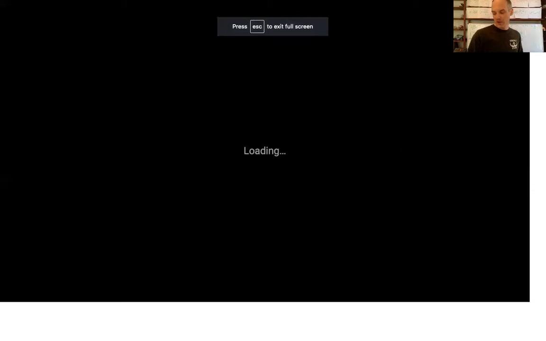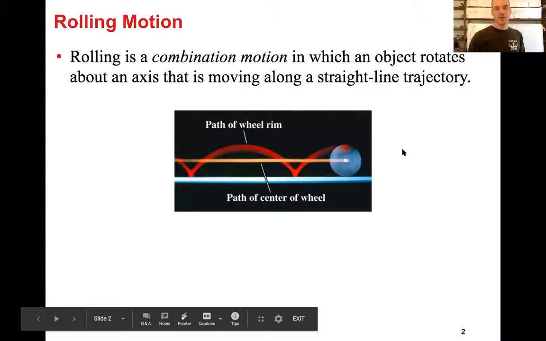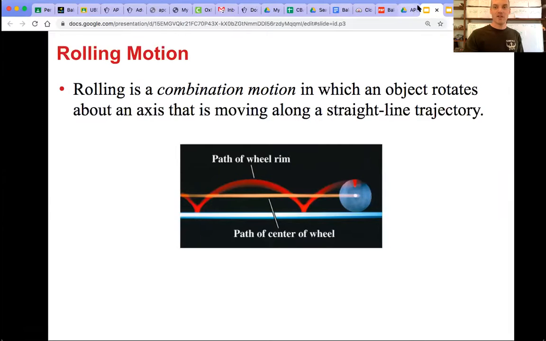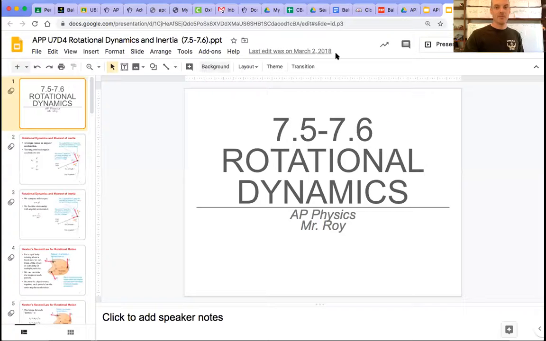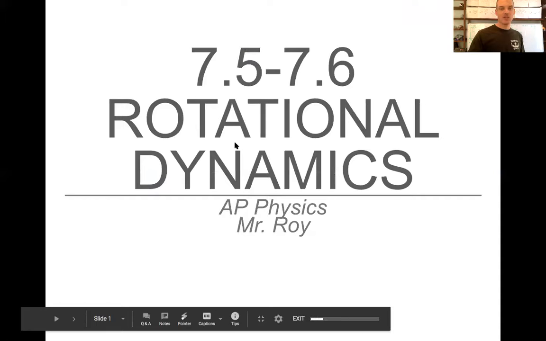So the big idea is this is application of torque. We've talked a little bit about torque already. Oh, wrong notes, not rolling motion. That's wrong. There we go. One of the big aspects of rotational dynamics is torque.